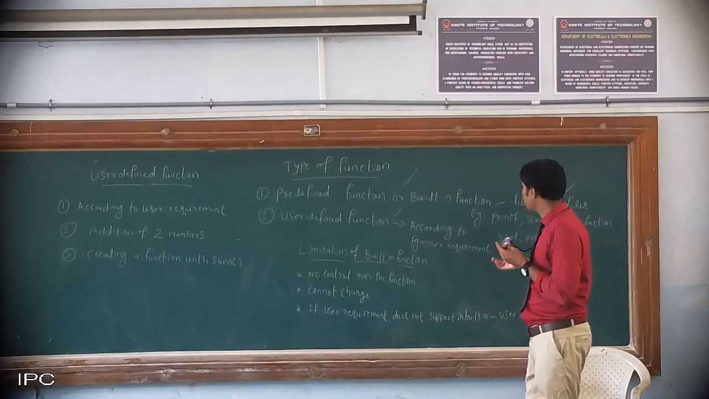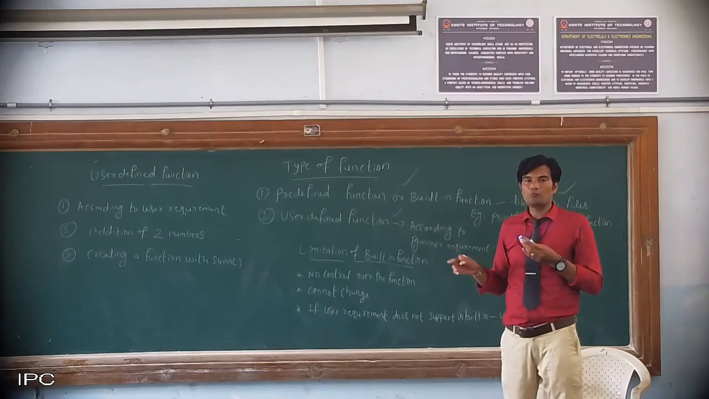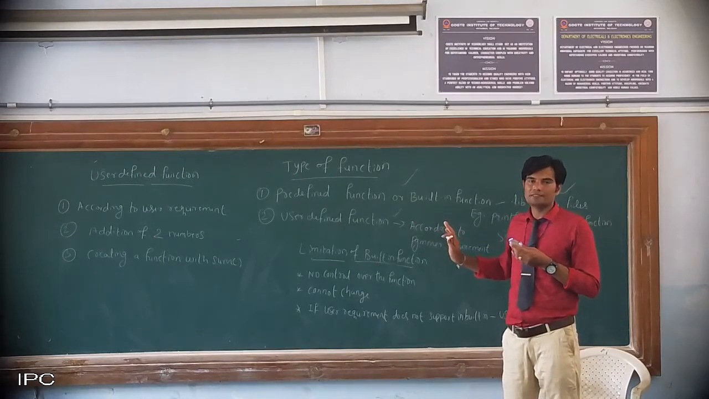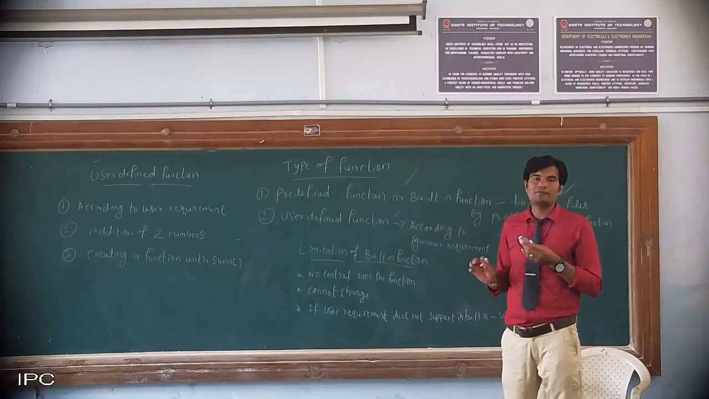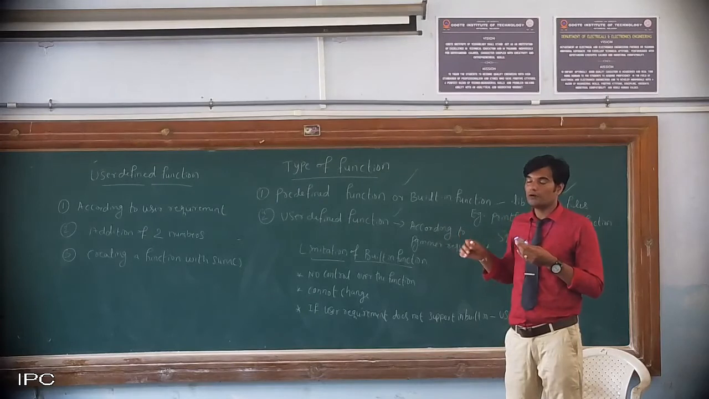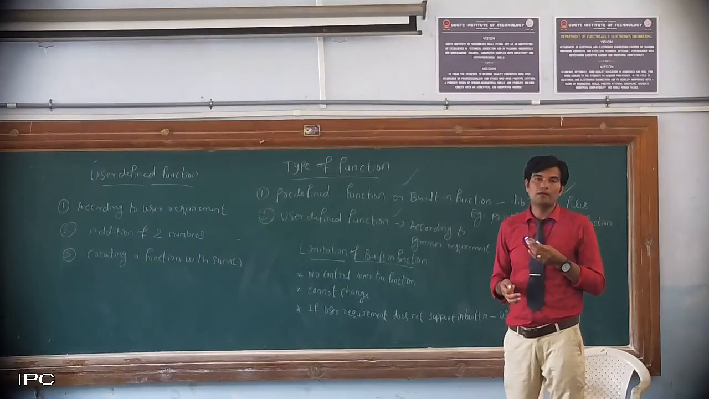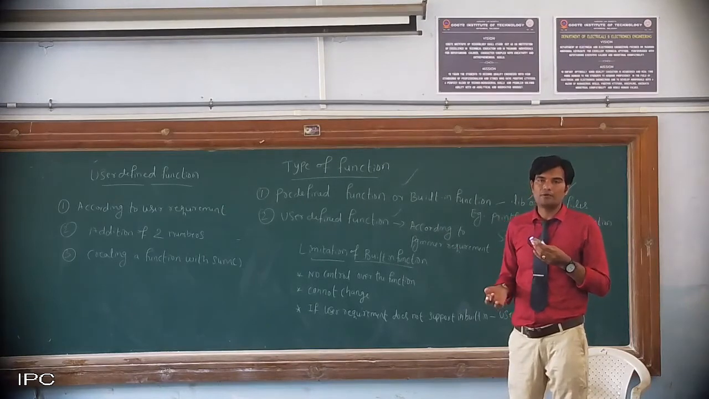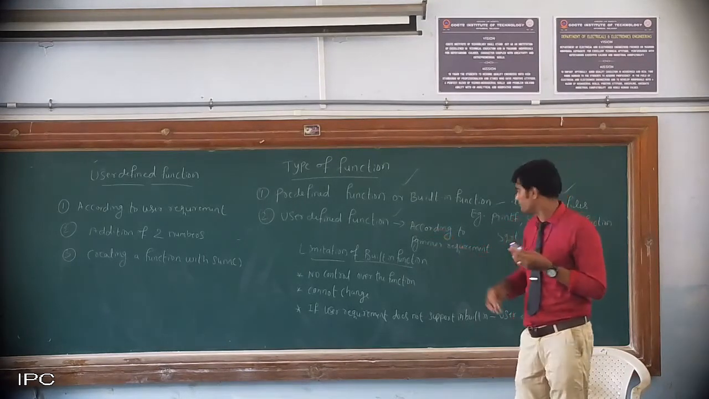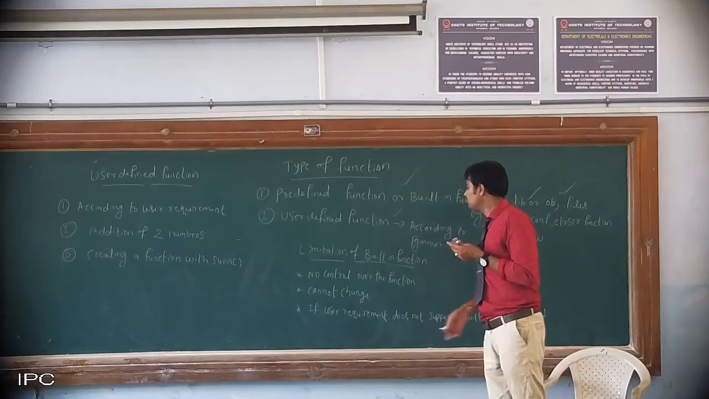For example, if you want to write a function for a motor, that is possible with a user-defined function. If you want to write a function for subtraction, that is also possible with a user-defined function, because the code is not available. That's why we need to write our own function with our own name. We can give any function name. And these are the limitations of built-in functions.